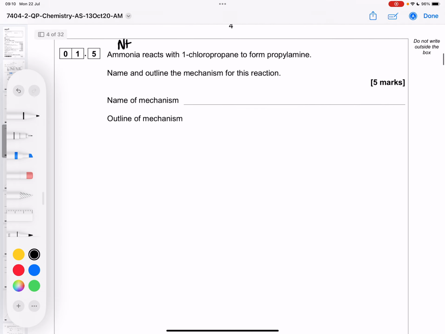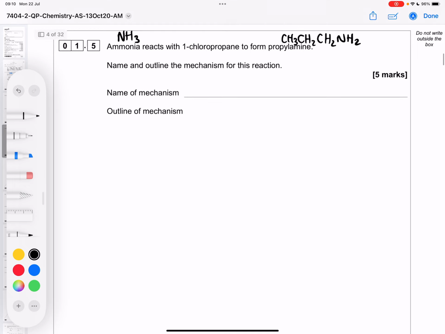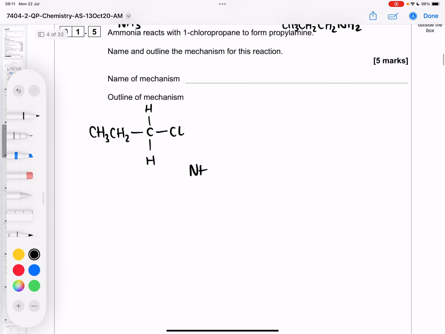Ammonia reacts with our 1-chloropropane to form propylamine. So propyl chain and then an amine group. Name and outline the mechanism. So let's just start by having a look at the mechanism. So we've got our 1-chloropropane. I'm just going to draw out the functional group carbon here. And here's my ammonia molecule. Now ammonia's got a lone pair, and so it's going to donate its lone pair to the delta plus carbon, and that makes it a nucleophile. And it's going to swap its position for the chlorine, so that makes it nucleophilic substitution.